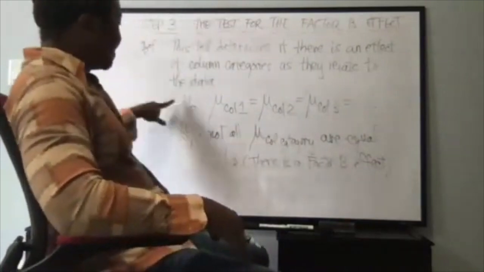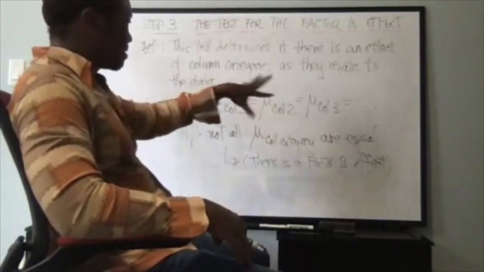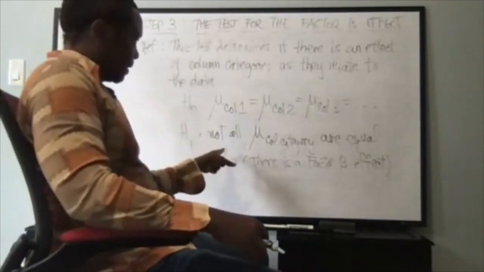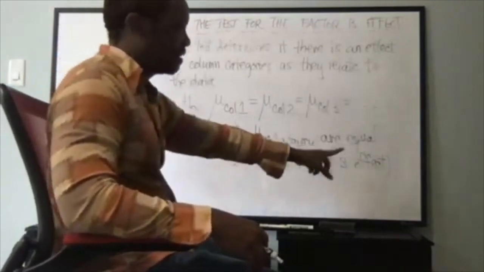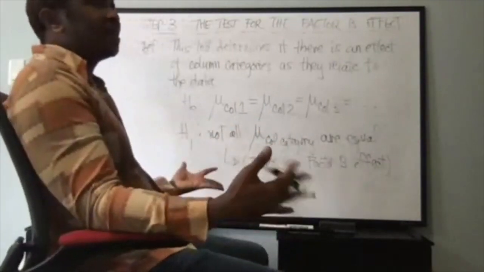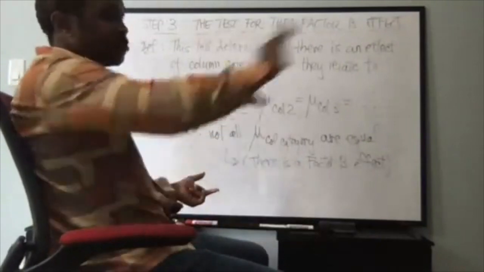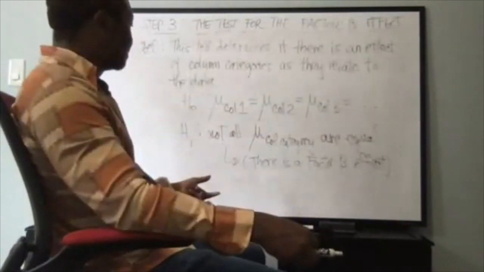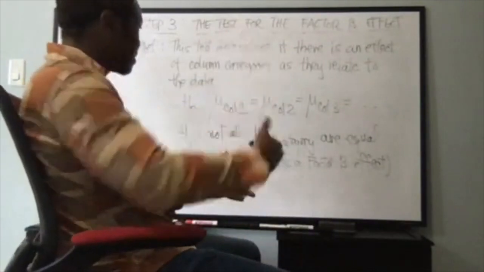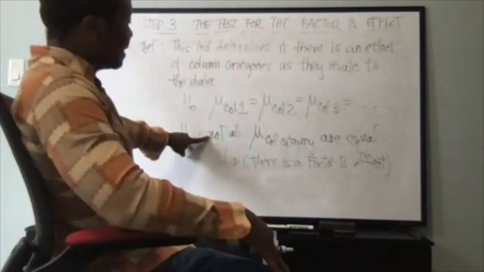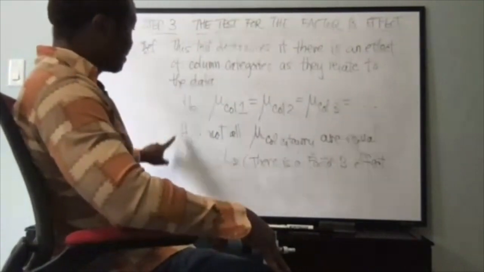So in other words, if I reject H sub 0 and show that not all columns are equal, then essentially I'm saying that there is a factor B effect. So if it says determine if there is a factor B effect, assuming I've gotten past the interaction, then once I get here, I'm trying to decide whether I'm going to accept or reject this.